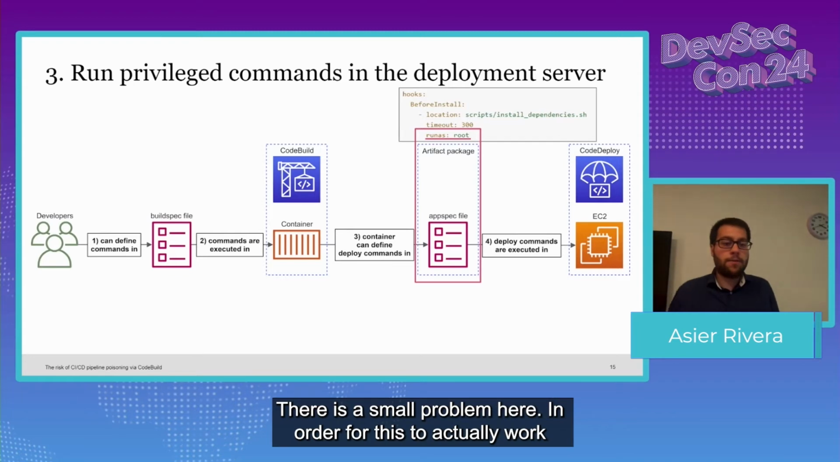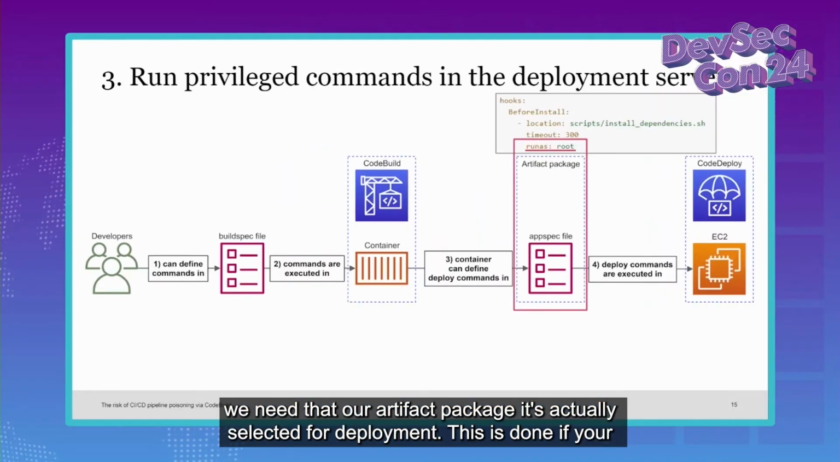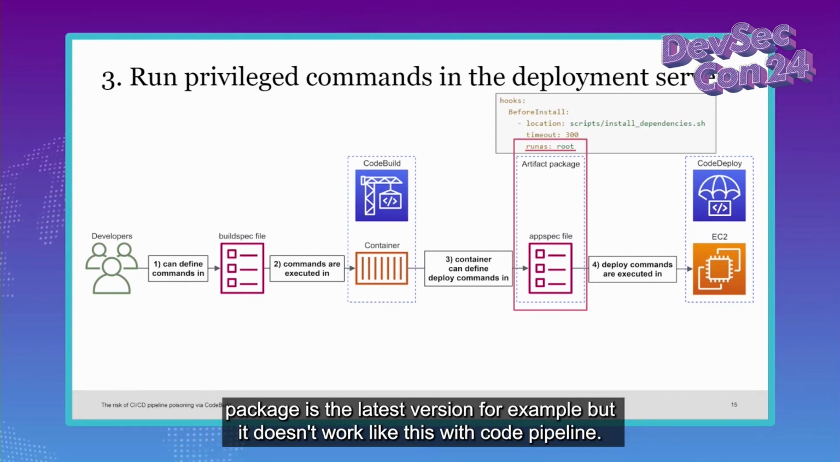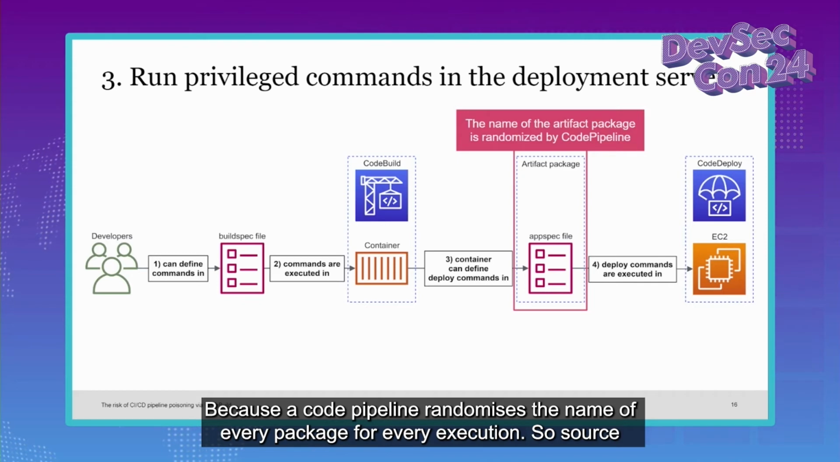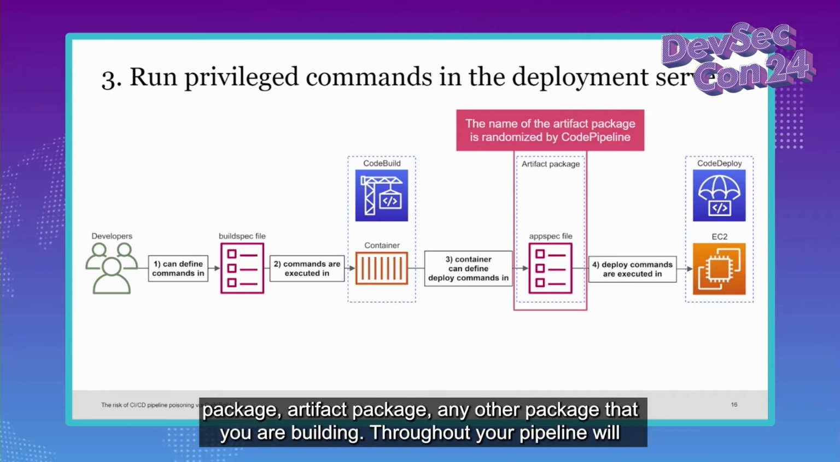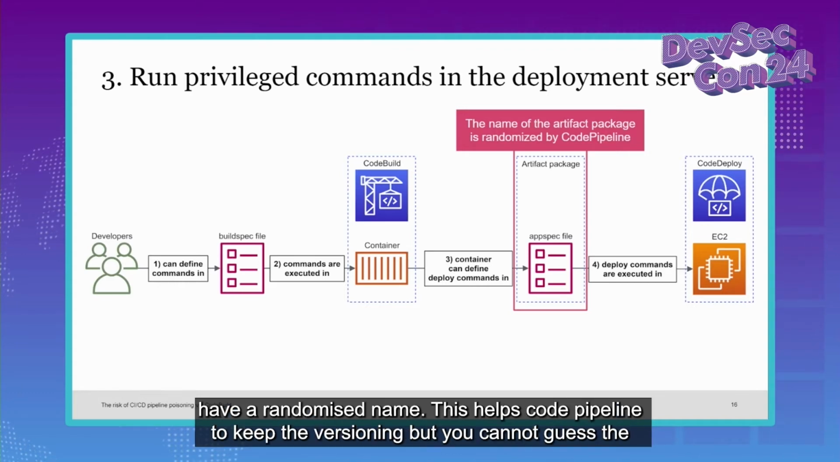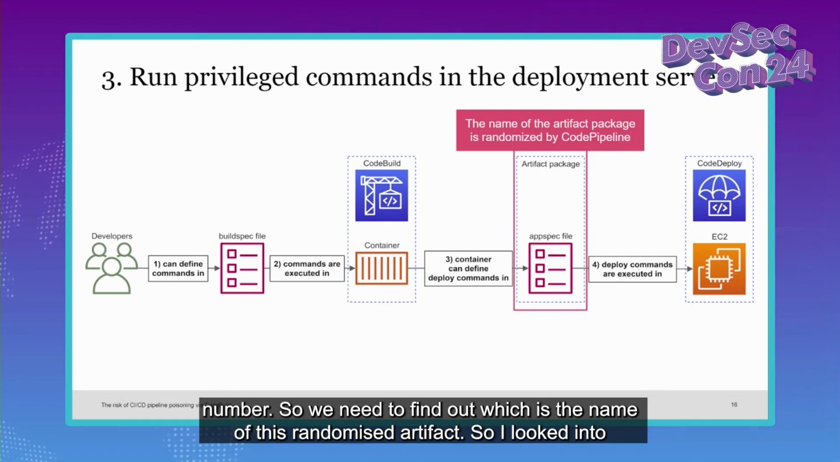There is a small problem here: in order for this to actually work, we need our artifact package to be actually selected for deployment. This is done if your package is the latest version, for example, but it doesn't work like this with CodePipeline. Because CodePipeline randomizes the name of every package for every execution. So source package, artifact package, any other package that you are building throughout your pipeline will have a randomized name. This helps CodePipeline to keep the versioning, but you cannot guess the number. So we need to find out which is the name of this randomized artifact.